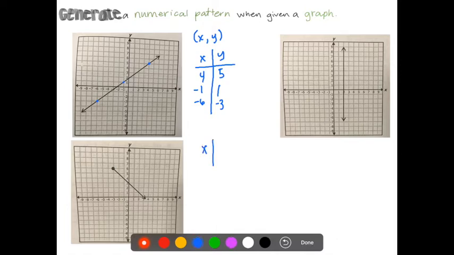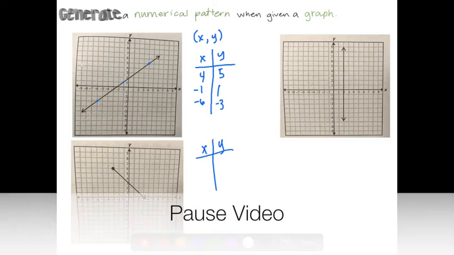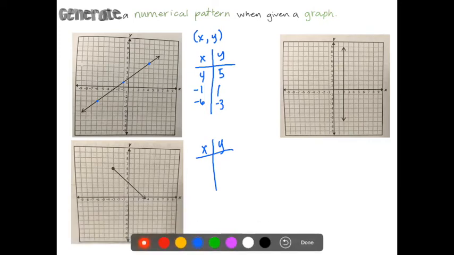Let's look at this other graph down here. Why don't you go ahead and pause the video and give it a try. Welcome back. You have quite a few points that are right on the intersection here to pick from. So let's go ahead and get started.